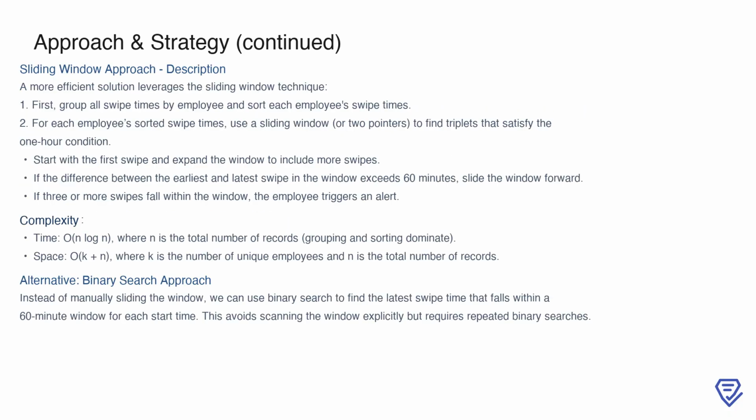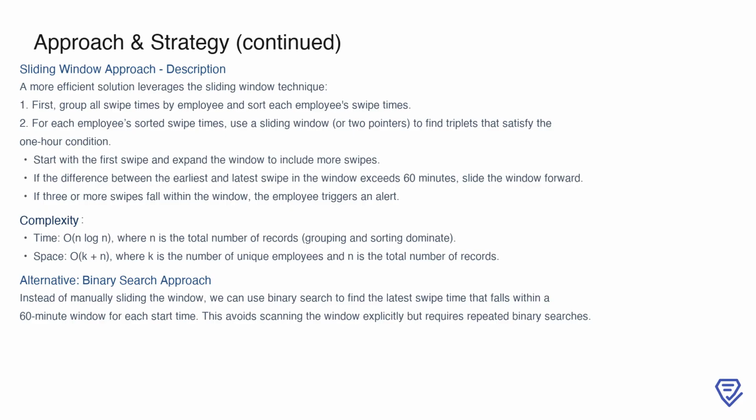A more optimized solution is the sliding window technique, which avoids the inefficiencies of the brute force approach. First, we group the swipe times by employee and sort the times for each employee. Then, instead of checking all possible triplets, we use a sliding window to dynamically evaluate swipe times.